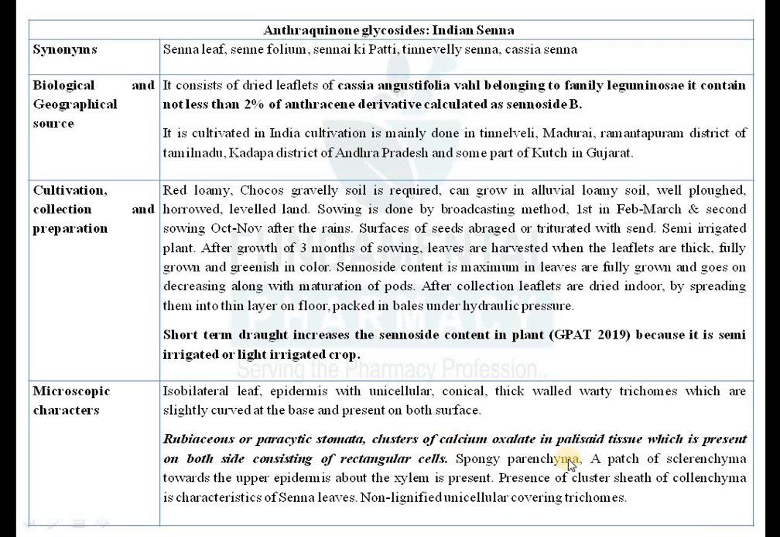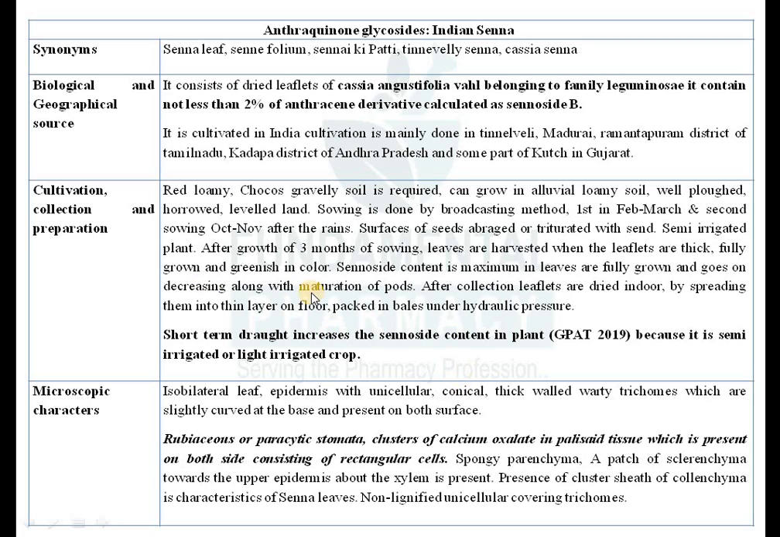These are found in the microscopy of the leaf. That leaf belongs to senna, right? So presence of cluster of calcium oxalate, then spongy parenchyma, rubiaceous or paracytic stomata, cluster of calcium oxalate. So these are the important microscopic characteristics of senna. I'm not going to explain all the things. Whatever is important for GPAT, that is only discussed here.